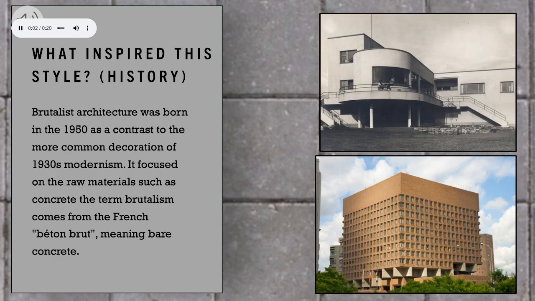So, brutalist architecture was born in the 1950s as a contrast to the more common decoration of the 1930s modernism. It focused on the raw materials such as concrete. The term brutalism comes from the French béton brut, meaning bare concrete.